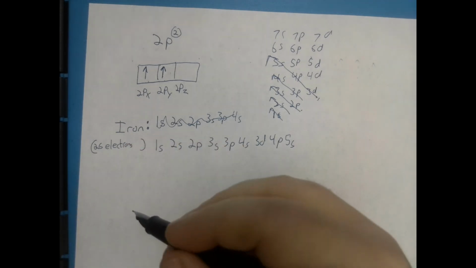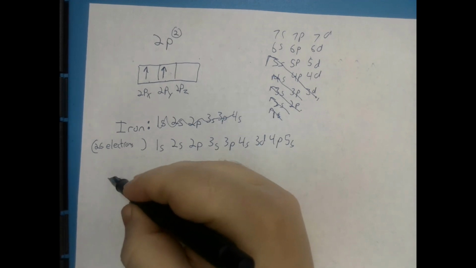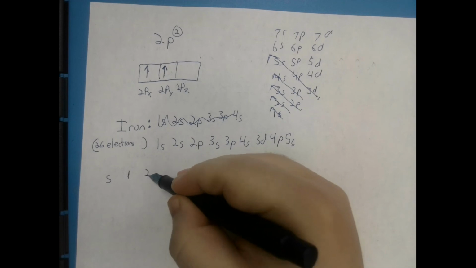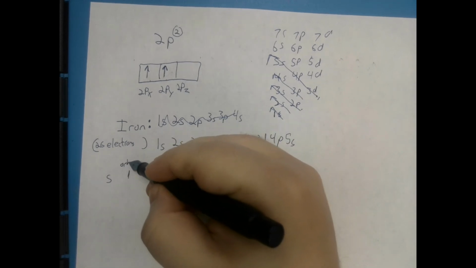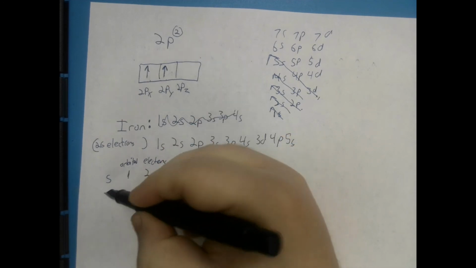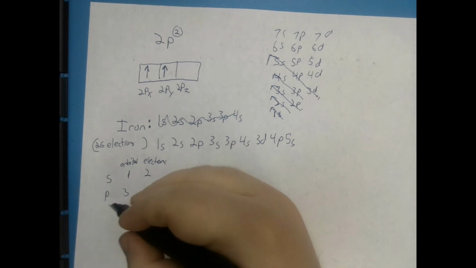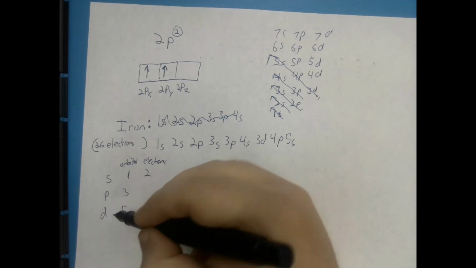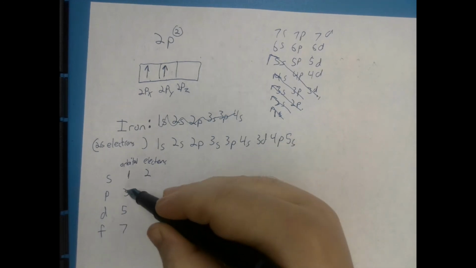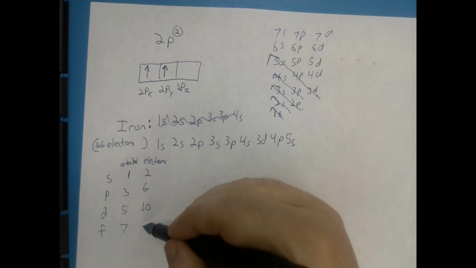So iron has 26 electrons. We know that in S, there's only one orbital and at most 2 electrons. A P, there are 3. A D, there's 5, so the odd numbers. And at F, there are 7. The number of electrons will be twice, so 2 times 3 is 6, 2 times 5 is 10, 2 times 7 is 14.